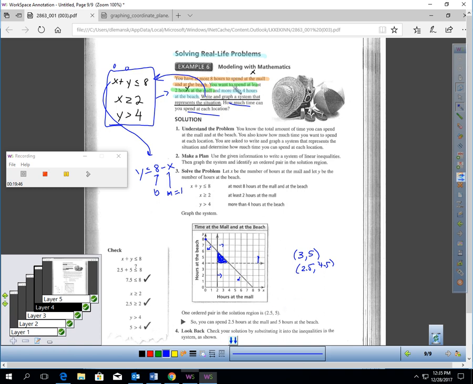Okay. So these problems have infinitely many correct answers, which this does. That's why we have to graph these. I'm going to pause the video here. If you have questions, ask in class.